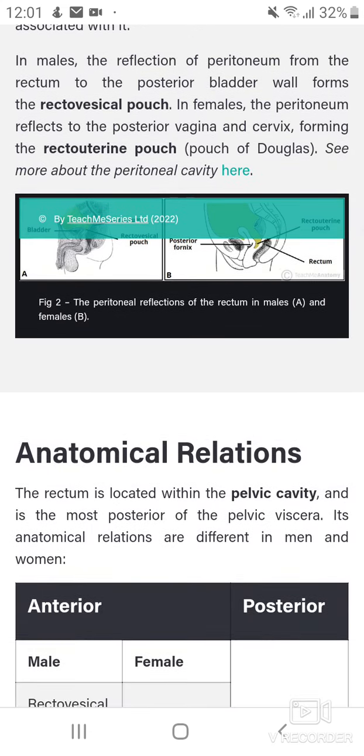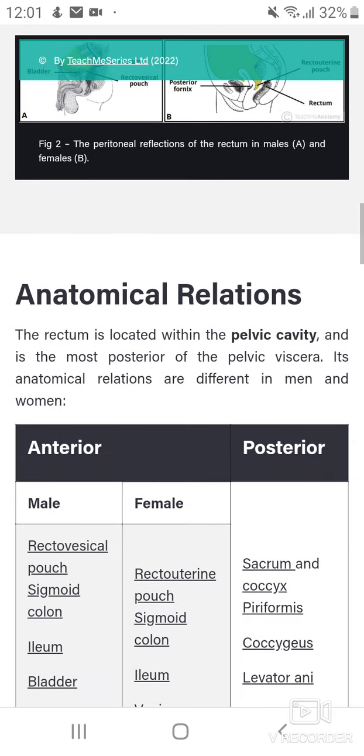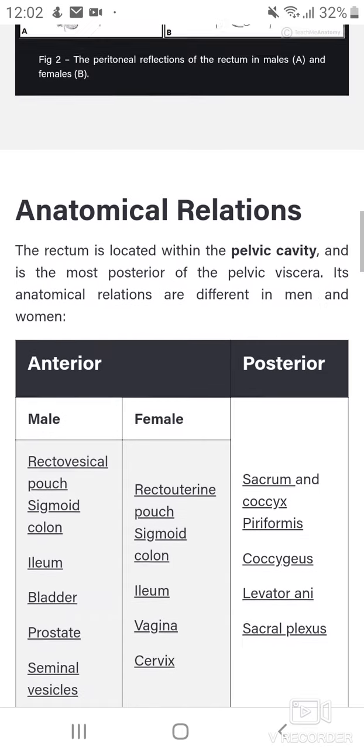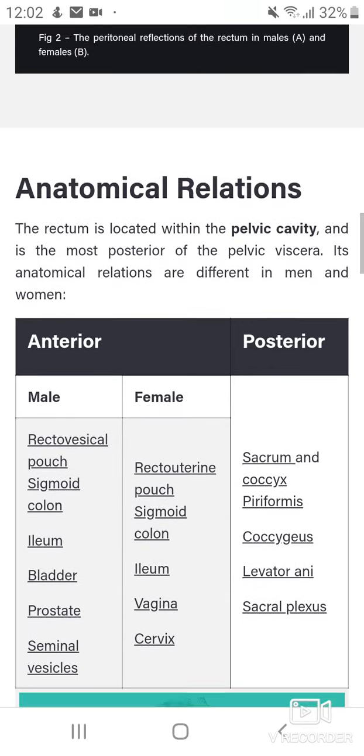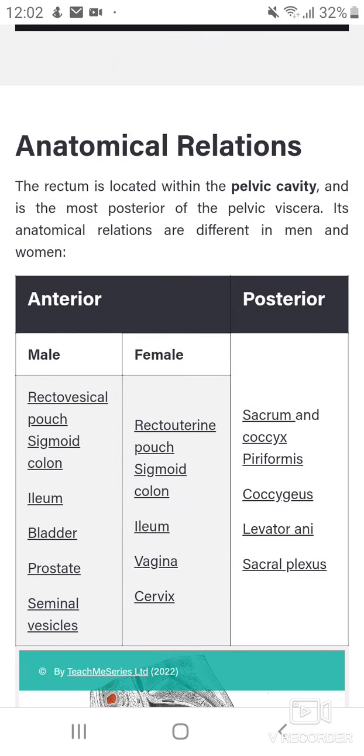Next, anatomical relations. The rectum is located within the pelvic cavity and is the most posterior of the pelvic viscera. Its anatomical relations are different in men and women. First of all, anterior and posterior, discussing male and female. First of all, we are discussing the anterior, male and then female.